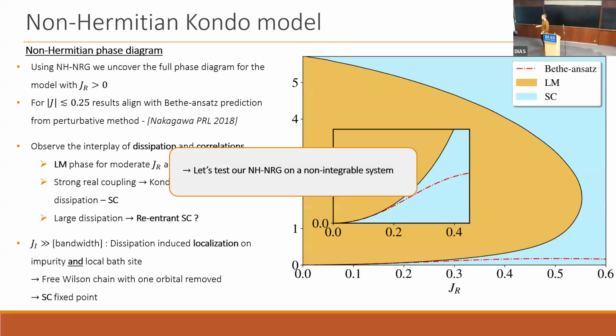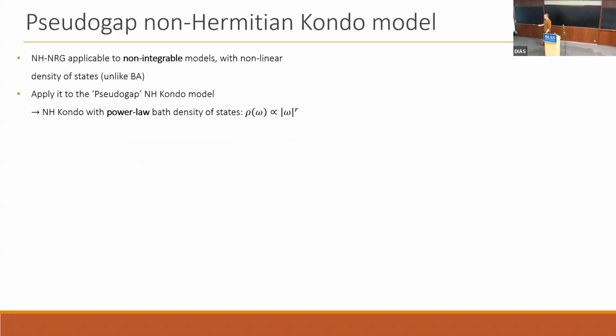Okay, because we have a few more minutes, let's test it on a non-trivial system. The Bethe ansatz applies to the Kondo model. What about something that the Bethe ansatz can't do? So we're going to look at a non-integrable system, with a nonlinear density of states. We're going to look at the pseudo-gapped Kondo model. Instead of a flat band density of states, pick a density of states with a power law distribution, the absolute magnitude of omega to the power of r. So this is now a non-integrable system.